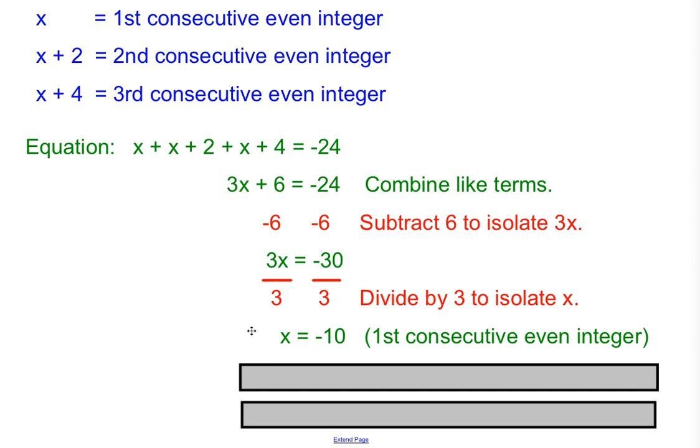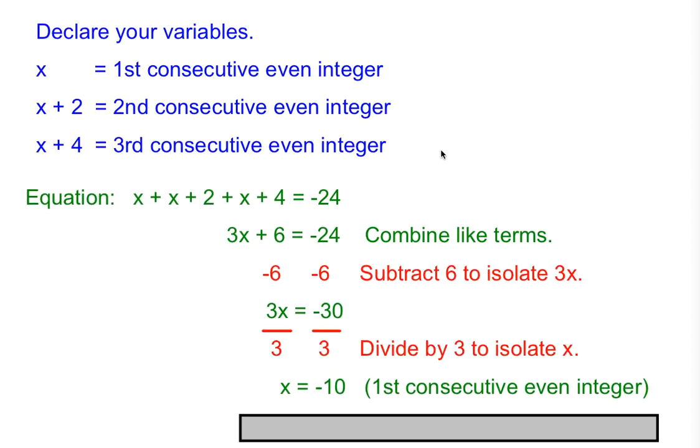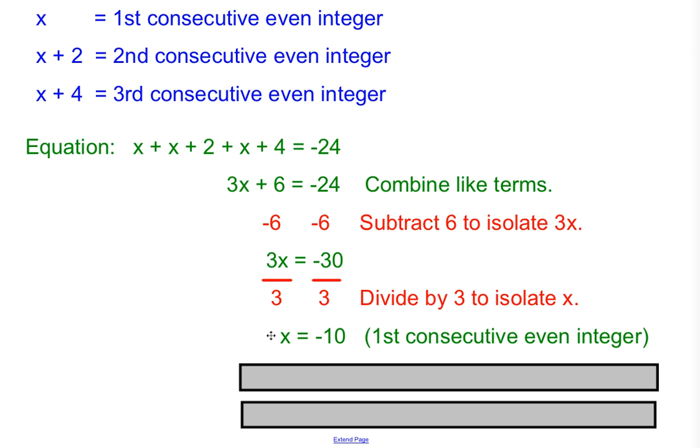Now remember to always go back and read the question to make sure that you fully answer the problem, because there's a common mistake that my students will make, and they will stop immediately once they have solved for the variable. But we need to continue to find the second and the third consecutive even integer.